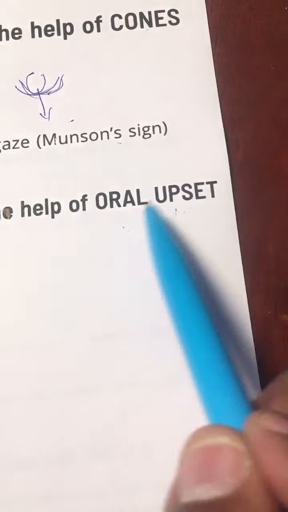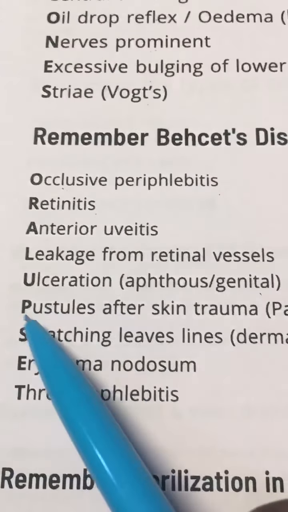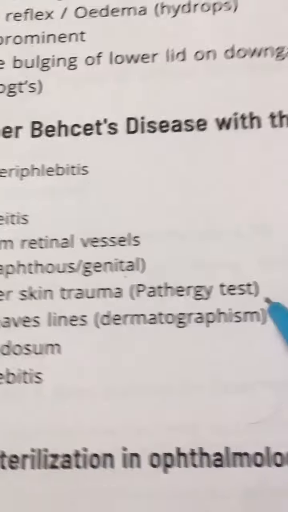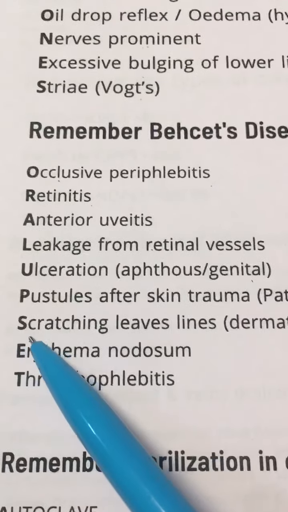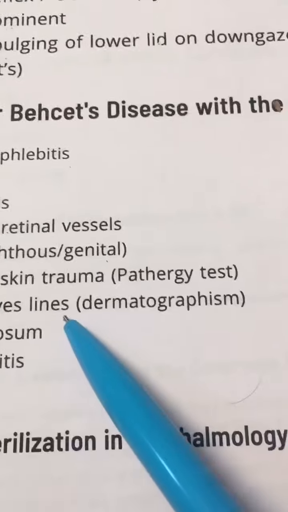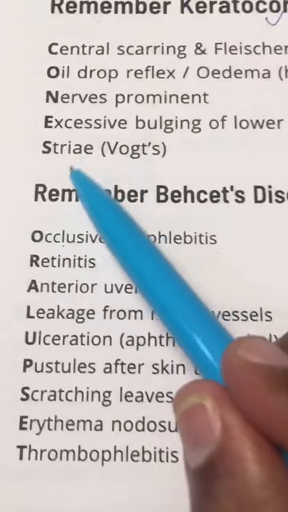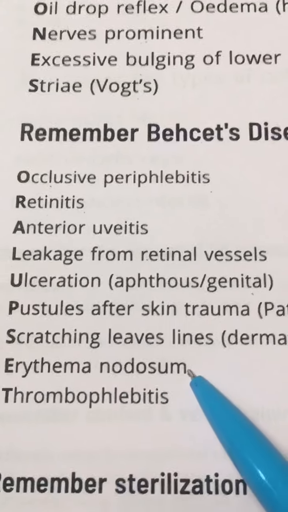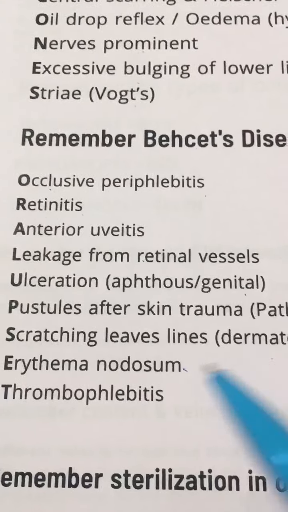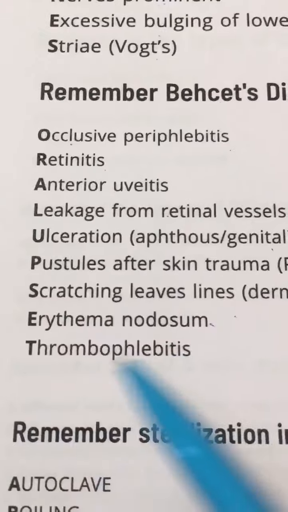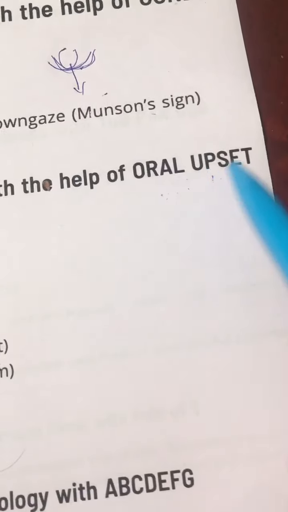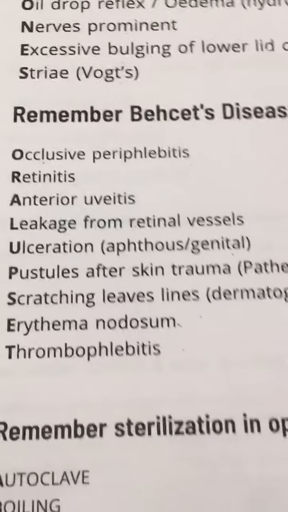Then you remember ORAL UPSET. P is pustules after the trauma of the skin, which is called the pathergy test. Then the scratching leaves lines. That's called dermographism in Behçet's disease. And erythema nodosum, which is nothing but inflammation of the fat. And thrombophlebitis. So these are the features of Behçet's disease. You are going to remember it with ORAL UPSET.